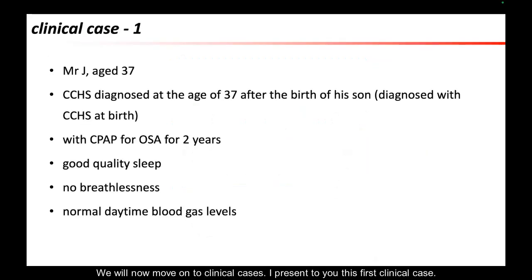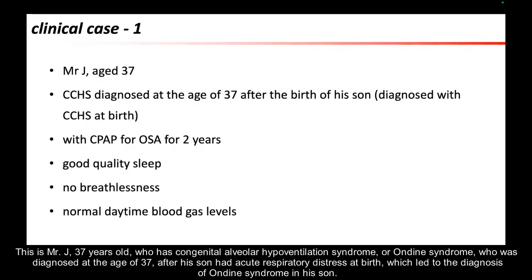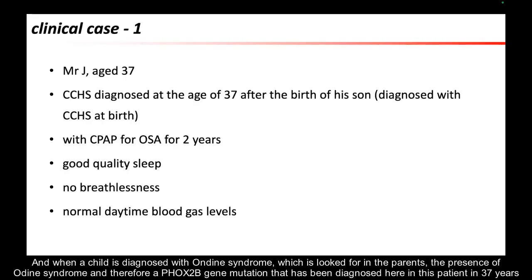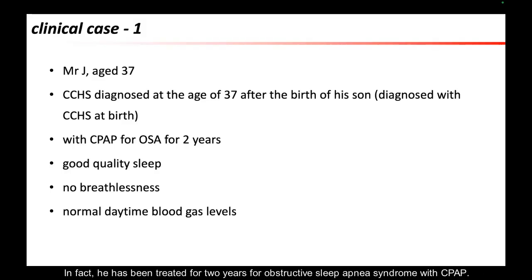We will now move on to clinical cases. I present to you this first clinical case. This is Mr. J, 37 years old, who has congenital alveolar hypoventilation syndrome or Ondine syndrome, who was diagnosed at the age of 37 after his son had acute respiratory distress at birth, which led to the diagnosis of Ondine syndrome in his son. And when a child is diagnosed with Ondine syndrome, the presence of Ondine syndrome is looked for in the parents, and therefore a PHOX2B mutation was diagnosed here in this patient at 37 years. In fact, he has been treated for 2 years for obstructive sleep apnea syndrome with CPAP.